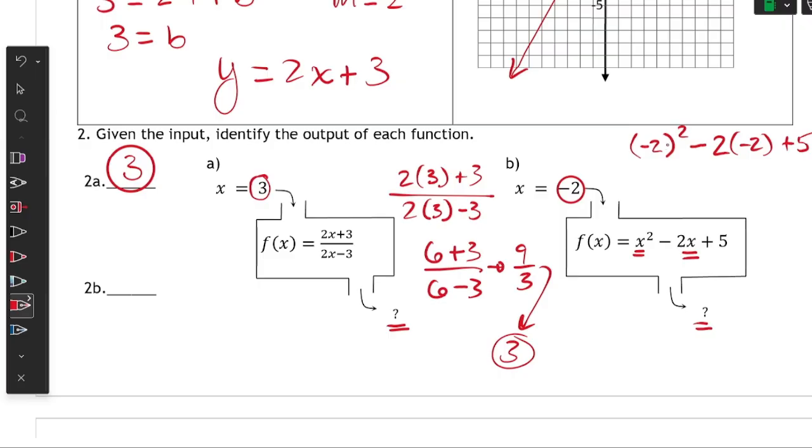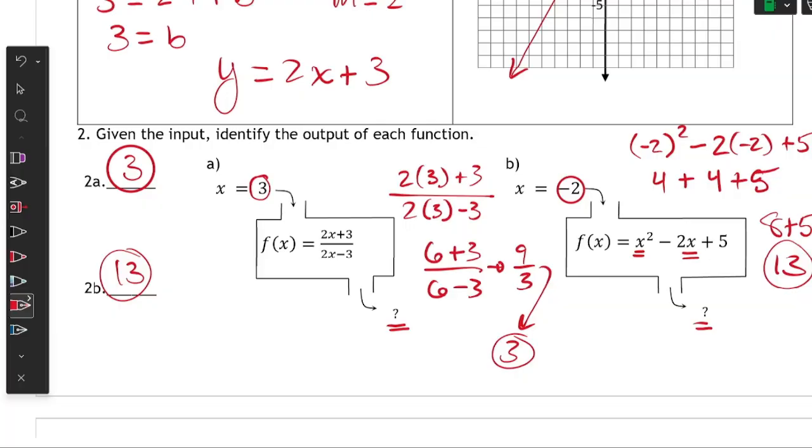When I square -2, I get a positive 4. And then I've got -2 times a -2, which is another plus 4. And then I've got plus the number 5. So I'm looking at 8 plus 5, or the number 13. So 13 is our answer to 2B. Let's go to our next page.